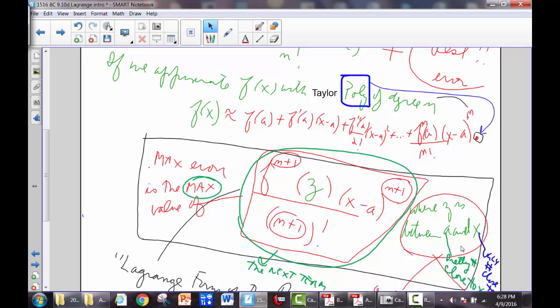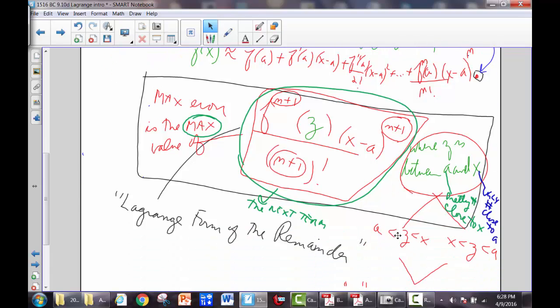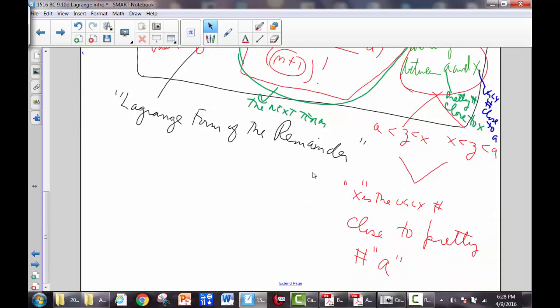So let's say you're trying to approximate ln of 1.2, then 1.2 is your ugly number, and 1 is the pretty number that's close to it. If you were approximating ln of 0.9, then 0.9 is the ugly number, and 1 is the pretty number. And that's why they have to say between, because z could be bigger than a, or less than a. It depends on whether your ugly number x is less than or equal to the pretty number it's close to. This thing here is called the Lagrange form of the remainder, okay?